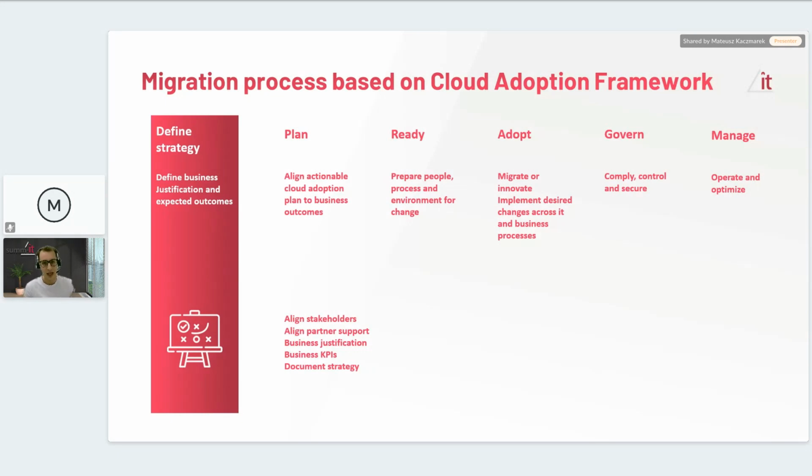The second step in this part will be to establish business outcomes. So what we want to achieve by adopting the cloud. This should be concrete goals, like, I don't know, increasing revenue, improving customer satisfaction, or reducing time to market.